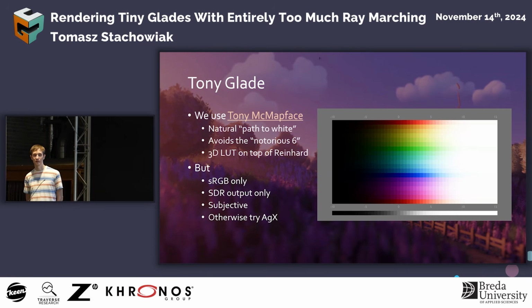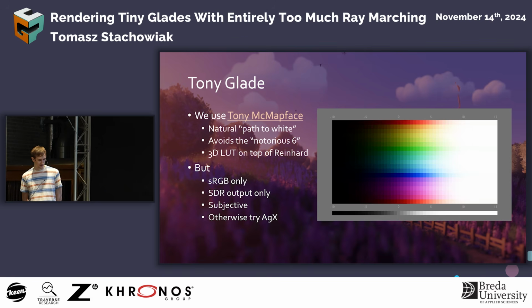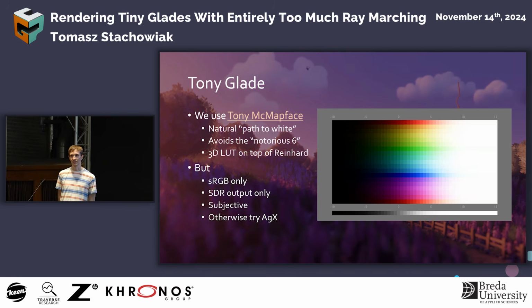In terms of how you actually plug that in, it's a very simple 3D LUT that you apply after Reinhard, and it can potentially fix your colors. There are some caveats in that it only works with sRGB color. It doesn't do HDR output, at least out of the box, and it is subjective, tuned to my specific preferences. But if you want something a bit more neutral with similar characteristics, you might want to try AgX by Troy Sobotka, which has some similar characteristics.